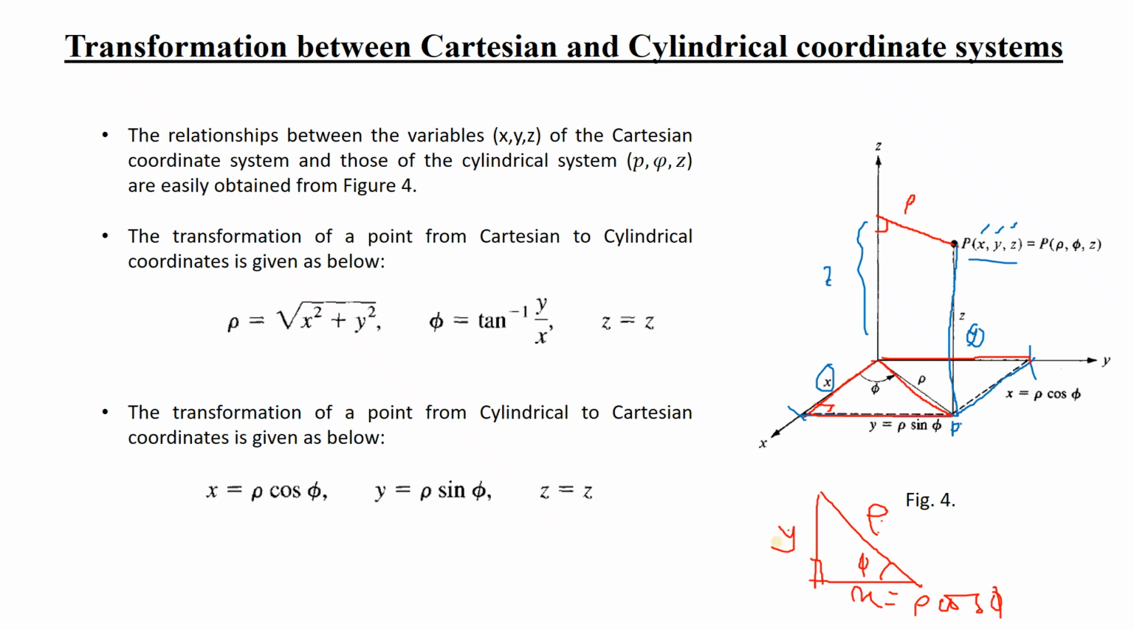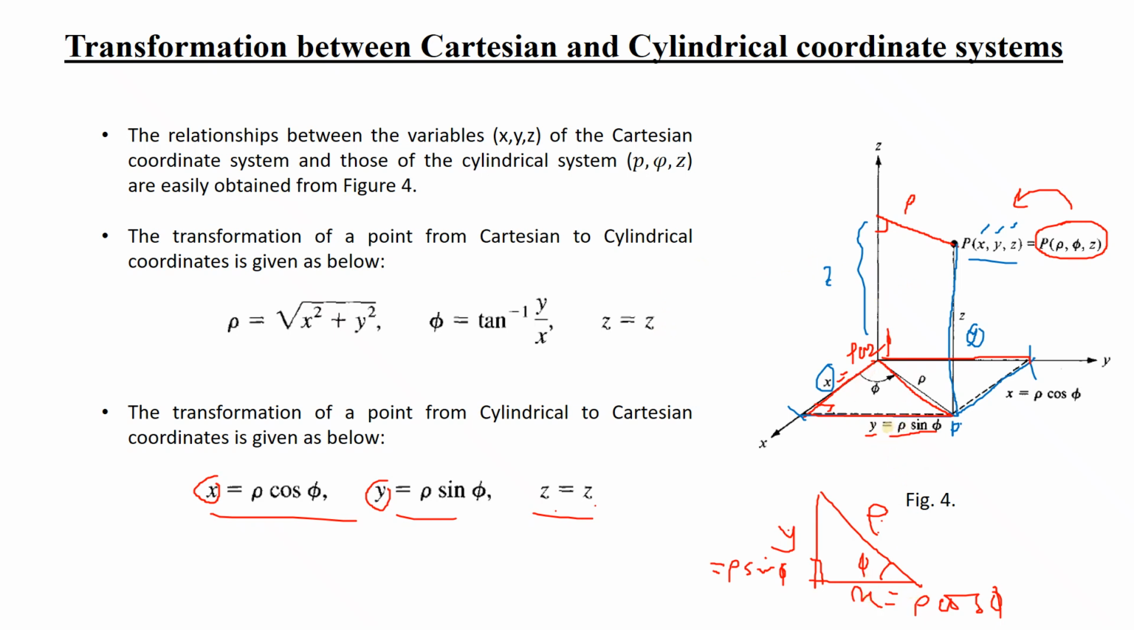So if this is rho, then x will be rho cos phi, y is rho sin phi. Okay, and z is z. That means if you have a point P and the values are given in cylindrical, then you can transform into Cartesian. That means if the point has values of say 3, 30 degree, 7, that particular point can be transformed into Cartesian coordinate system by taking 3 cos 30 degree as the x value, then 3 sin 30 degree as y, and 7 will be 7. This is the way of transforming a point from cylindrical to Cartesian.